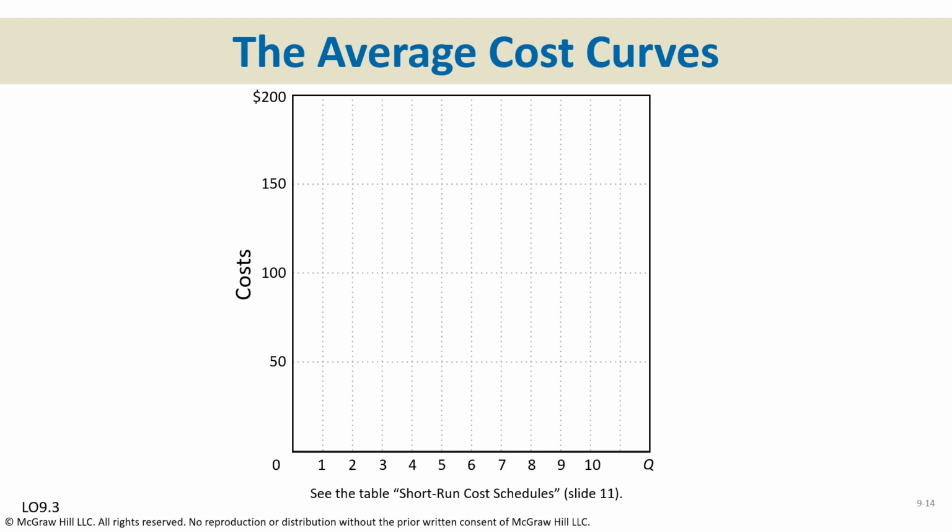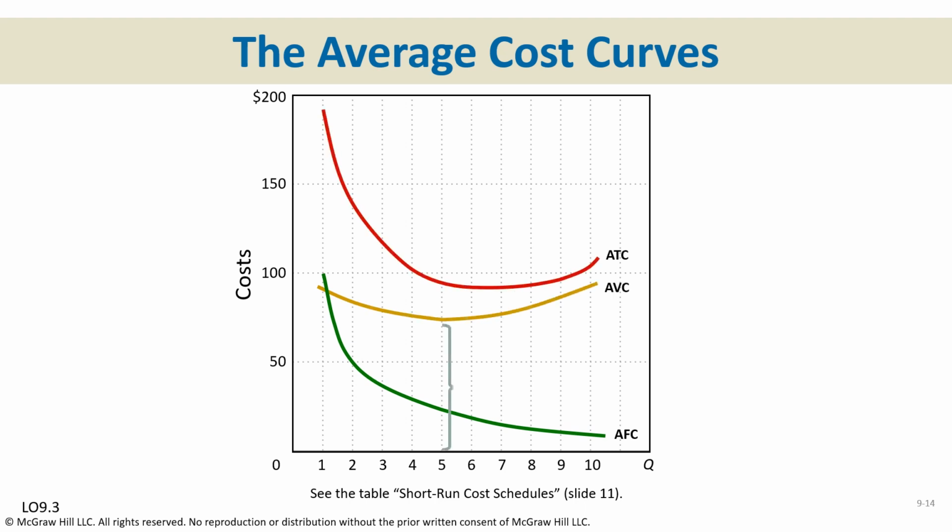AFC falls as a given amount of fixed cost is apportioned over a larger and larger output. AVC initially falls because of increasing marginal returns, but then rises because of diminishing marginal returns. Average total cost, ATC, is the vertical sum of average variable cost and average fixed cost, AFC.